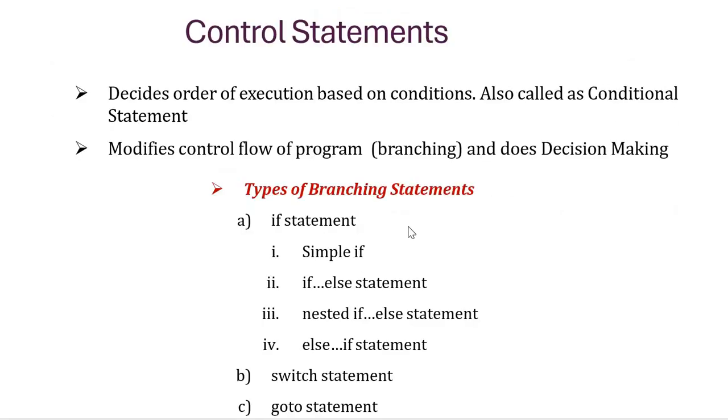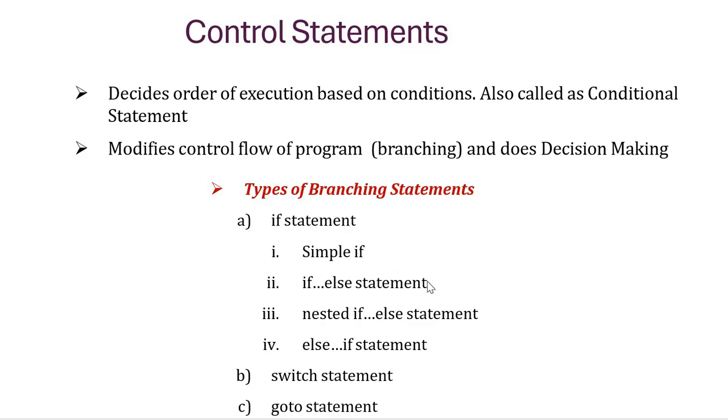So let's begin with the control statements that are present in the C programming language. First, let us understand what a control statement is. A control statement decides the order of execution based on some given condition. Upon some condition getting satisfied, we execute a set of code. We call such statements conditional control statements. These control statements modify the flow of the program, so we otherwise call them branching statements, and they do some decision making.